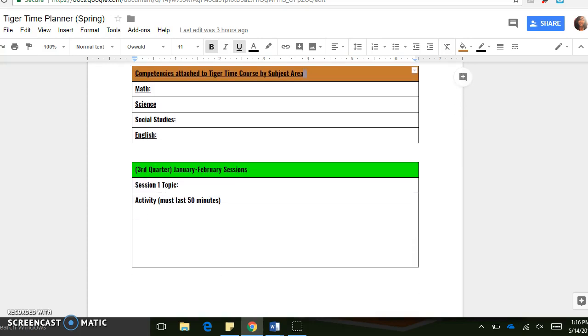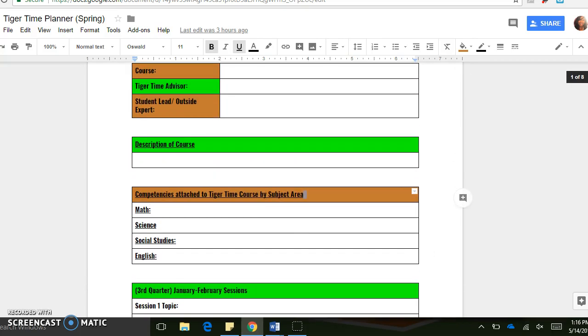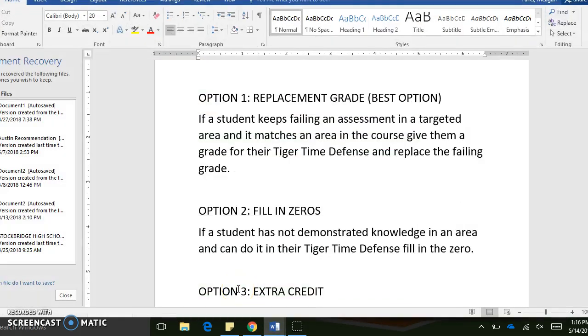The best thing would be to plan your activities first and then go back and see what type of things, skills, or hands-on experiences you are providing for the student that correlate with some of these competencies in math, science, social studies, and English. Once you do that, you can choose between three options to give the student credit. The first option is a replacement grade.